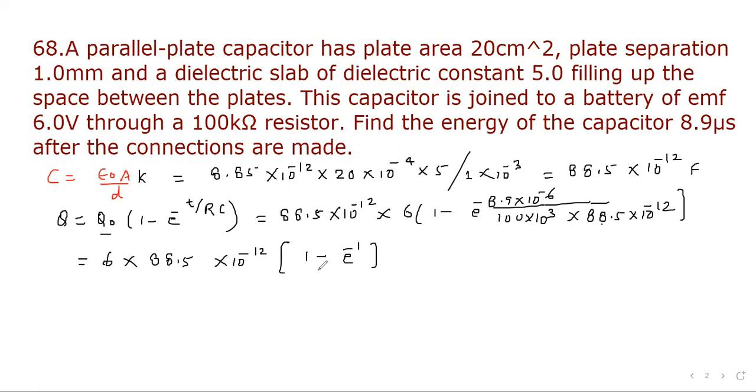We evaluate 1 minus e to the power minus 1, where e equal to 2.73. So it will be equal to 88.5 into 6 into 10 to the power minus 12 times 0.63, which will be equal to 531 into 10 to the power minus 12 coulomb.